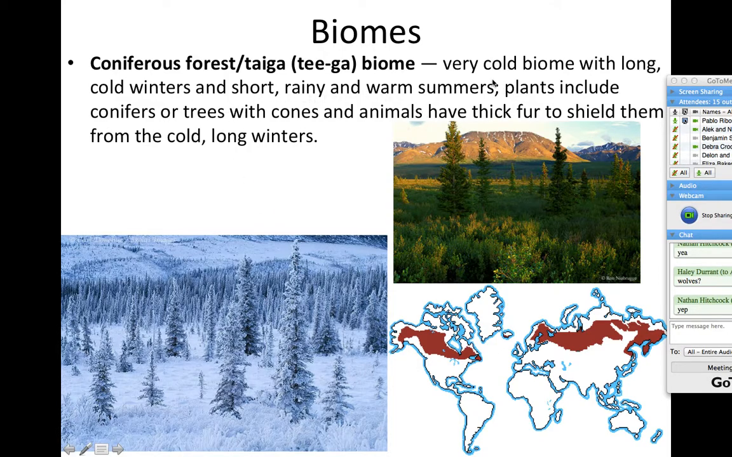And this is also very cold. It also has long, cold winters and short, rainy and warm summers. So that's kind of the difference. So the summers in this region are a little warmer, and there is rain. And so the plants include conifers, or trees with cones, and animals that have a thick fur to shield them from the cold, long winters.